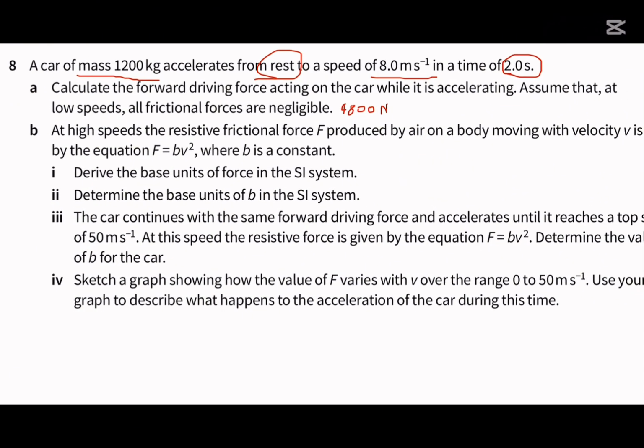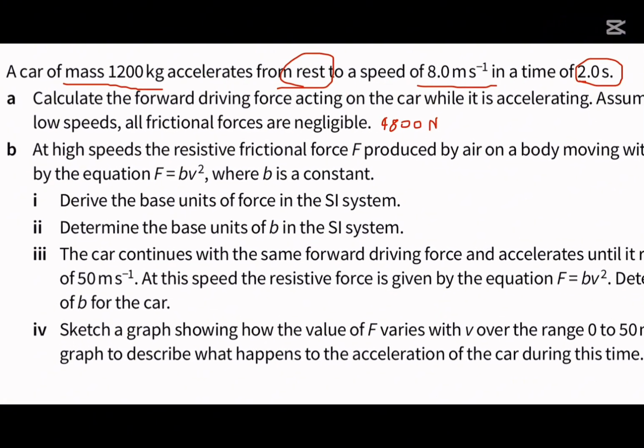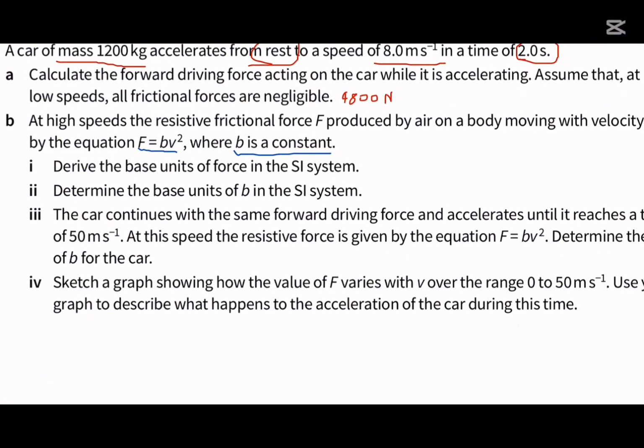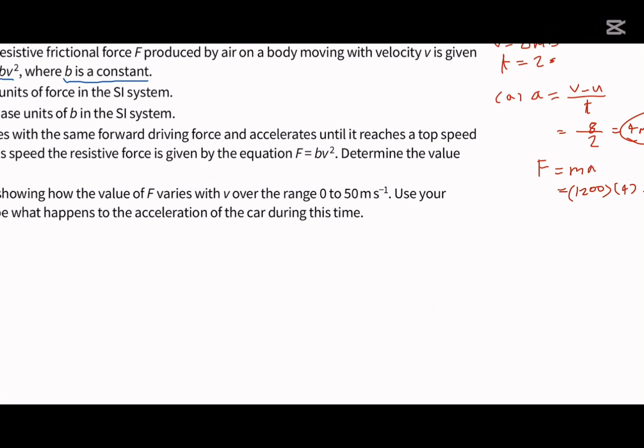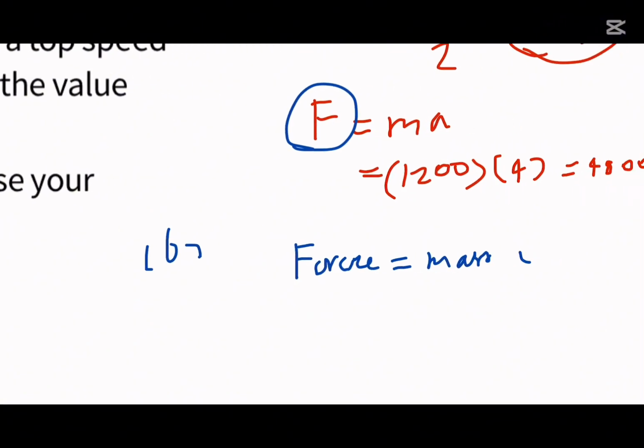Okay, so let's go to question B. At high speeds, the resistive friction force F provided by the air on a body moving with velocity v is given by the equation F equals b v squared, where b is a constant. Derive the base unit of b in the SI system. The force here is equal to mass times acceleration.